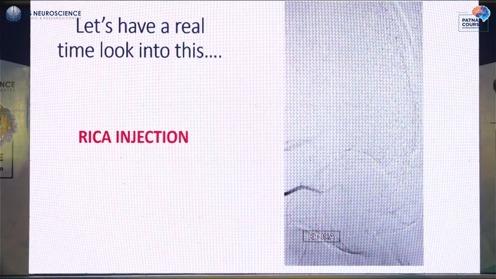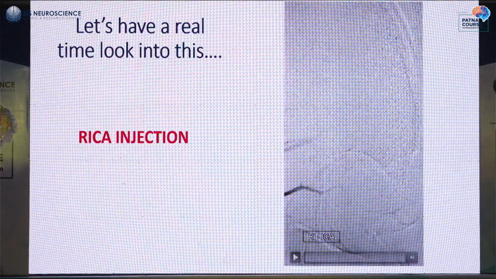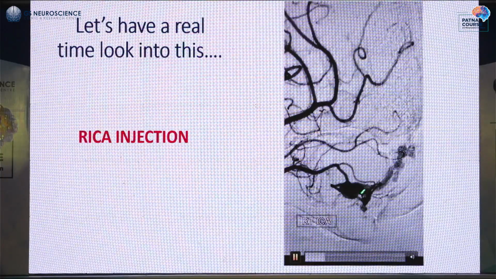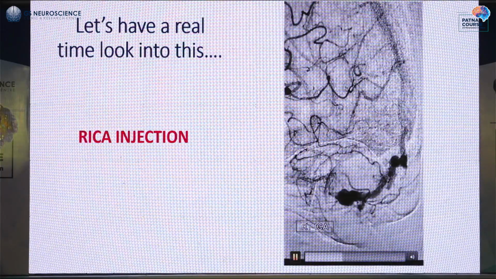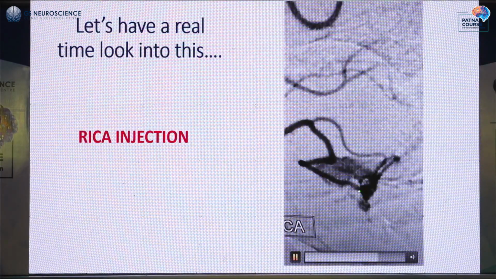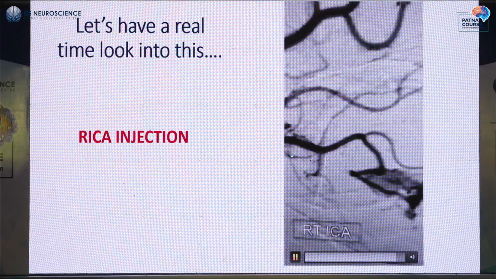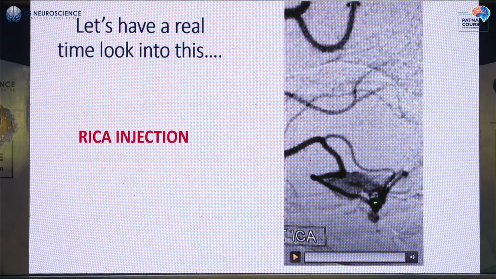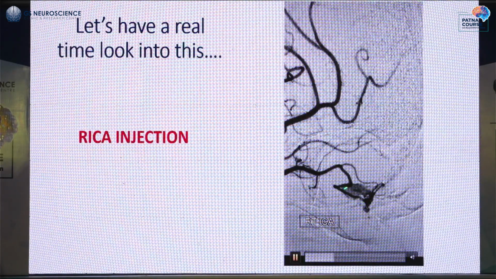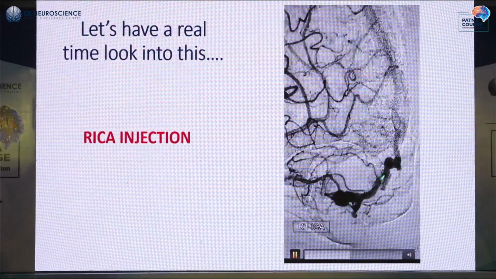So let's have a real-time look into this, how this looked. So this is the point where it makes the fistula, the distal-most part of the ophthalmic going here. So this is the entire journey of the artery, and finally it makes its anatomical connection over here with the... let's look at it again. This is the venous part.